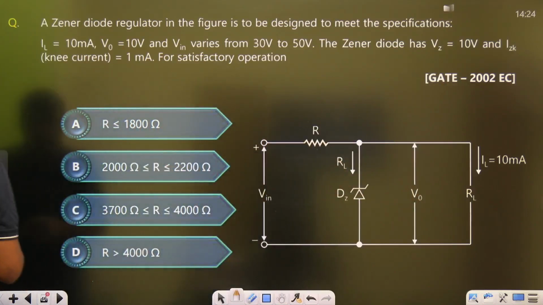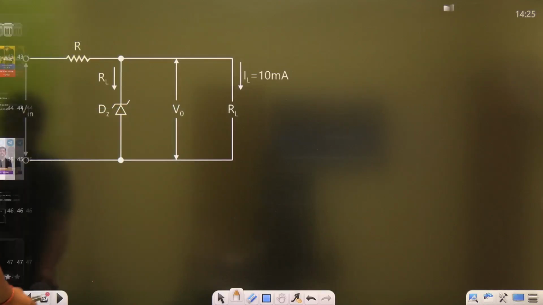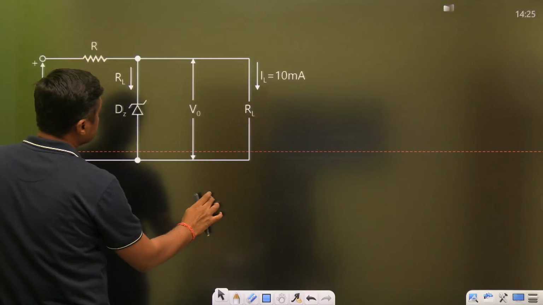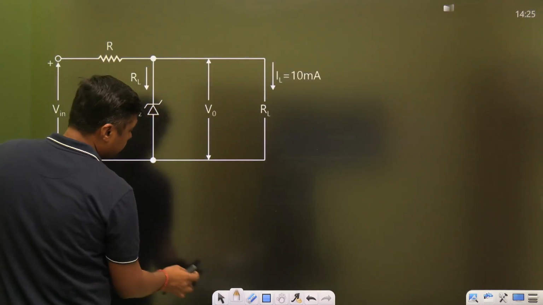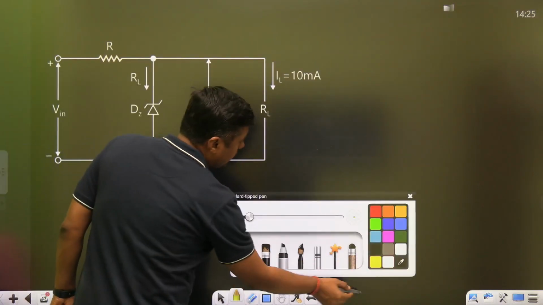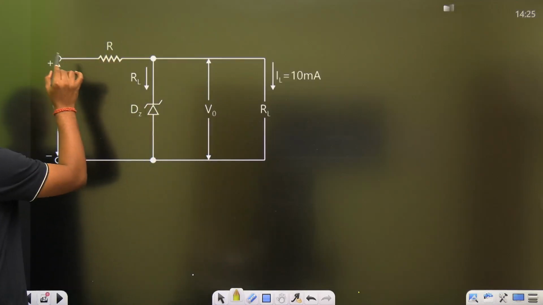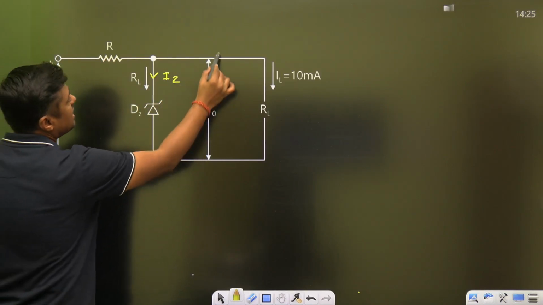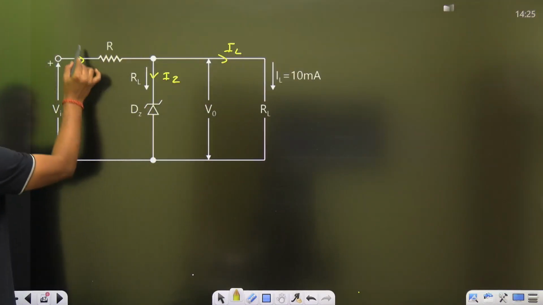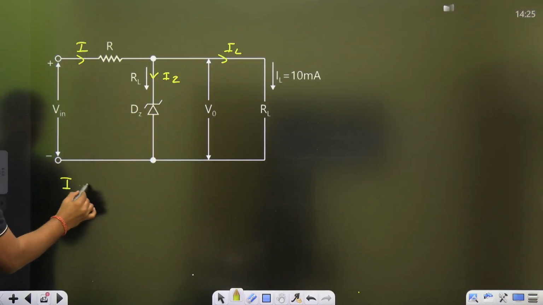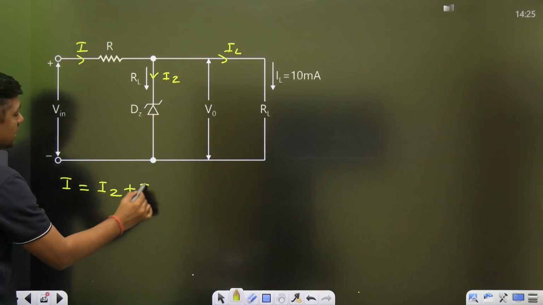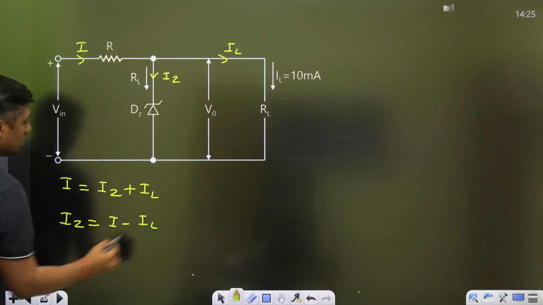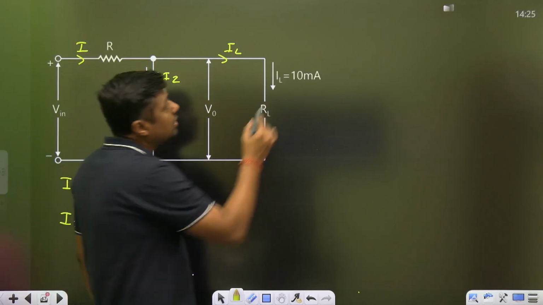Okay. Then how to solve this question? Then that is the diagram. Remember. Now watch this. In this question, if this is required R and IZK is given, IZ, and this is the IL and this is called I, then I is given by IZ plus IL. So what is the IZ? I minus IL.